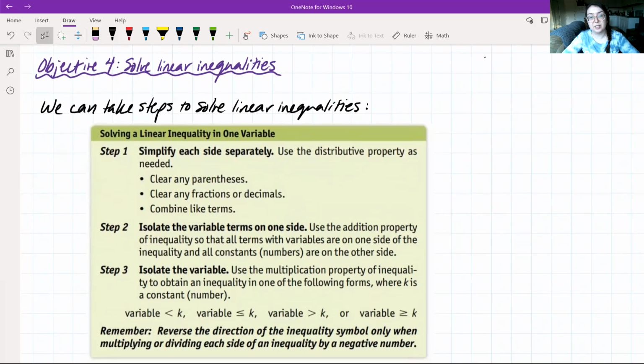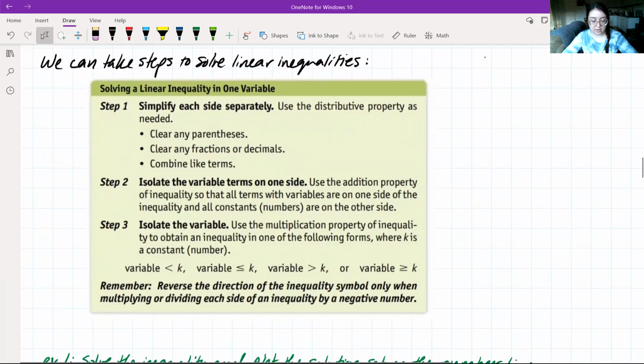Now I want to go ahead and try solving some linear inequalities. So we can take steps to solve linear inequalities. Step 1, we want to simplify each side separately. Apologize, I tripped over my words. Use the distributive property as needed. So we want to clear parentheses, clear fractions or decimals, and combine like terms.